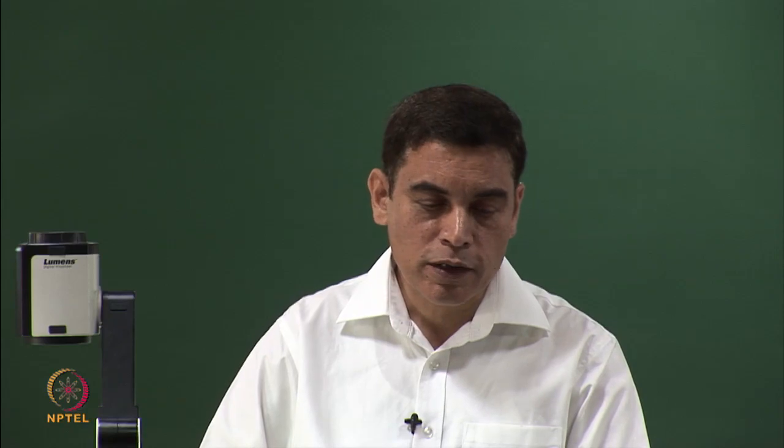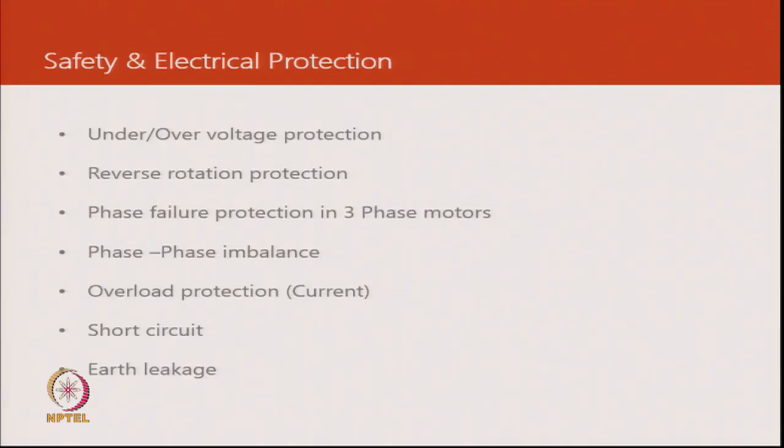Then when we look at designing electrical protection, this is normally not used in residential products so much as it is used in commercial products. Under overvoltage protection against reverse rotation, it is applicable for 3-phase compressors. So scroll compressors cannot compress when rotated reverse, so you need to have a way of preventing that from happening.